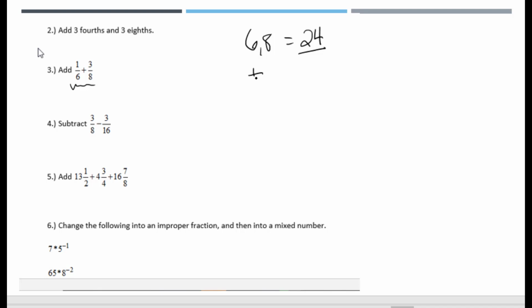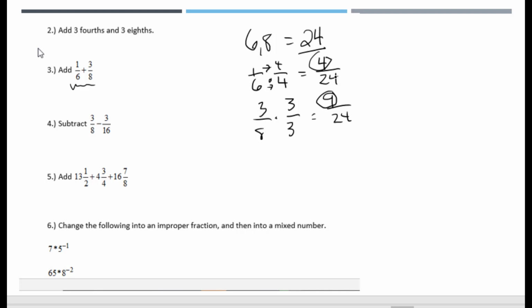So I could change 1 sixth into 24ths. And then I'm going to change 3 eighths into 24ths. And then I will be able to add them. So 6 times 4 is 24. 4 there, 4 there. 1 times 4 is 4. 8 times 3 is 24. So a 3 goes there, and that's 9 24ths. So here I can add the 4 and the 9, right?